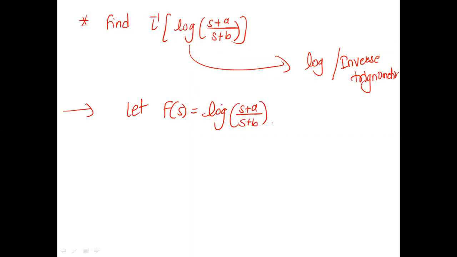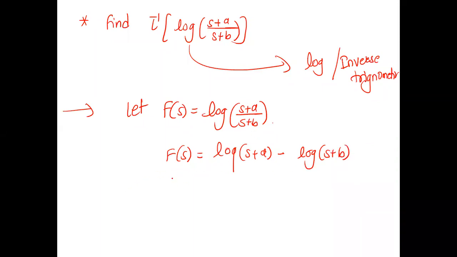Okay, to solve this, the method is you first have to find what? The derivative of the function. Derivative, very good. So f dash of s. Log a upon b, we don't know the derivative right now. So first thing, what do we know log a upon b is? Log a minus log b. Correct. So it is log (s plus a) minus log (s plus b).